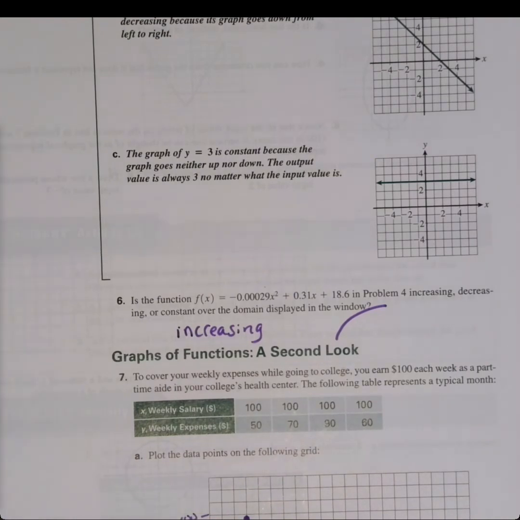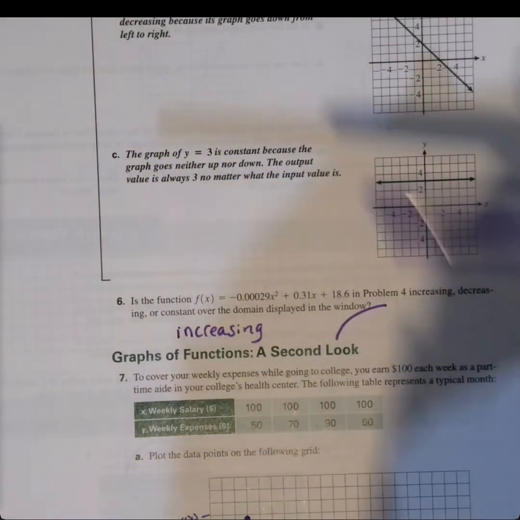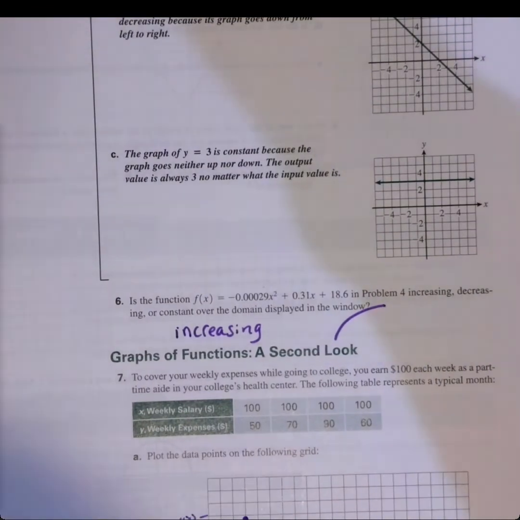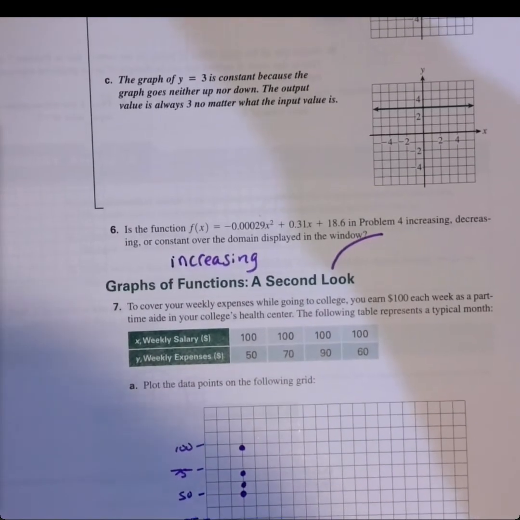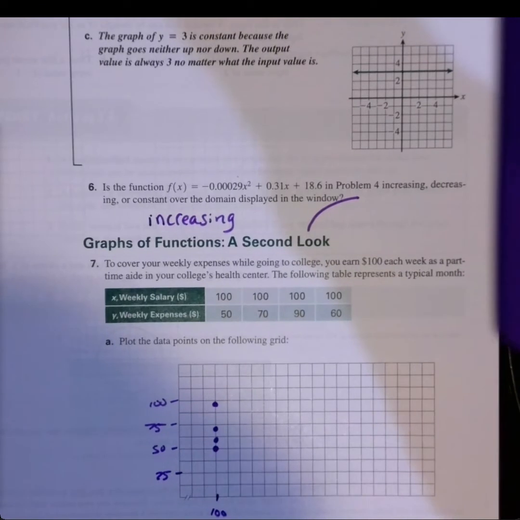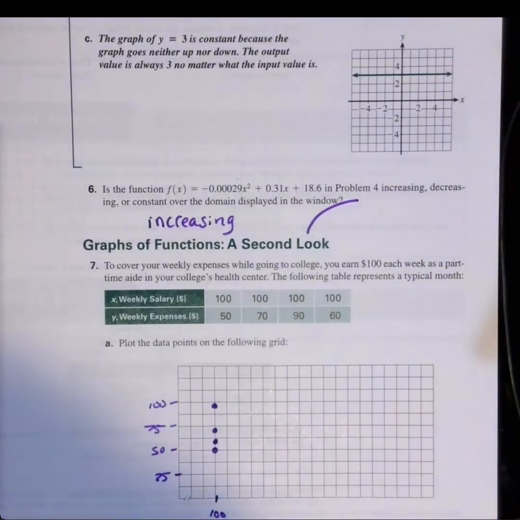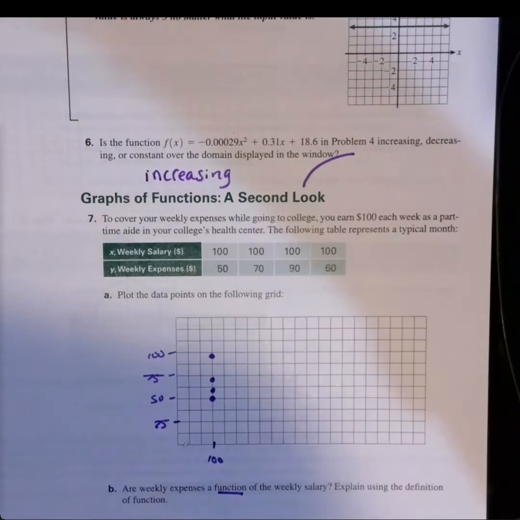So are the weekly expenses a function? Oh my gosh, I'm so sorry. Let me just tip my camera so that I can see the bottom half of my page a little better. I'm looking at my book, and so I'm not necessarily noticing, and I can't see it on my screen.